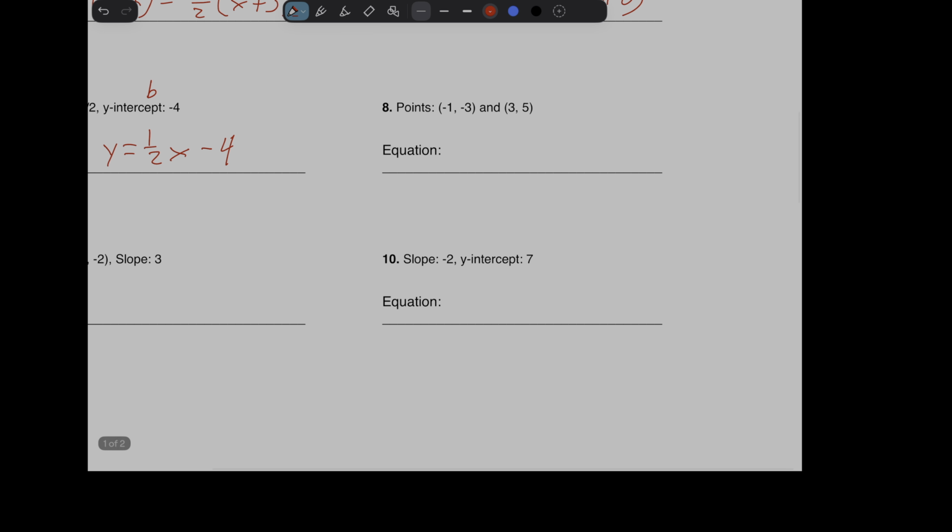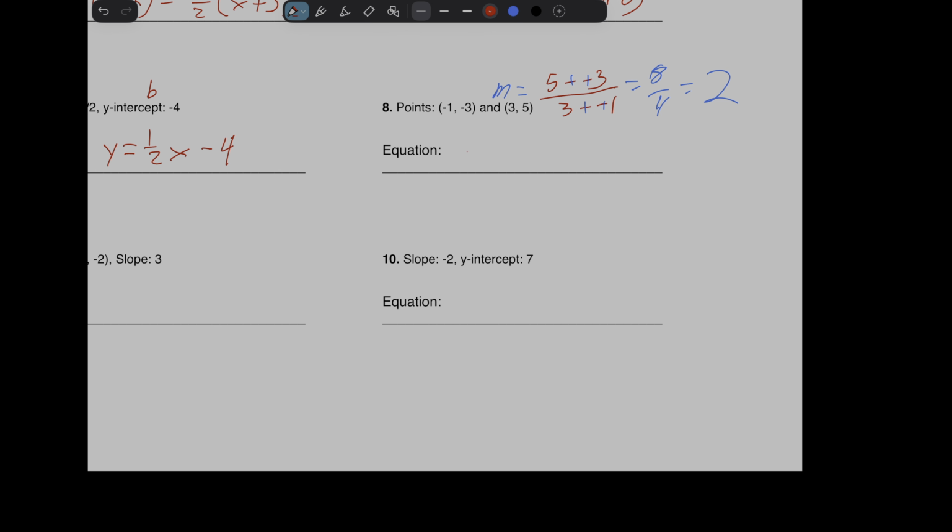Number 8, they give me 2 points. Well, let's subtract the y's. 5 minus a negative 3 over 3 minus a negative 1. Use my blue pen, add a line, change a sign, add a line, change a sign. And I'm going to get 8 over 4, which is going to equal 2. So my 2 is going to be my m. All right, let me go back to red here.